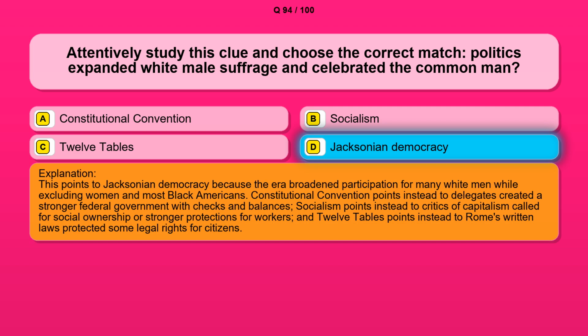This points to Jacksonian democracy because the era broadened participation for many white men while excluding women and most black Americans. Constitutional Convention points instead to delegates created a stronger federal government with checks and balances. Socialism points instead to critics of capitalism called for social ownership or stronger protections for workers. And 12 Tables points instead to Rome's written laws protected some legal rights for citizens.